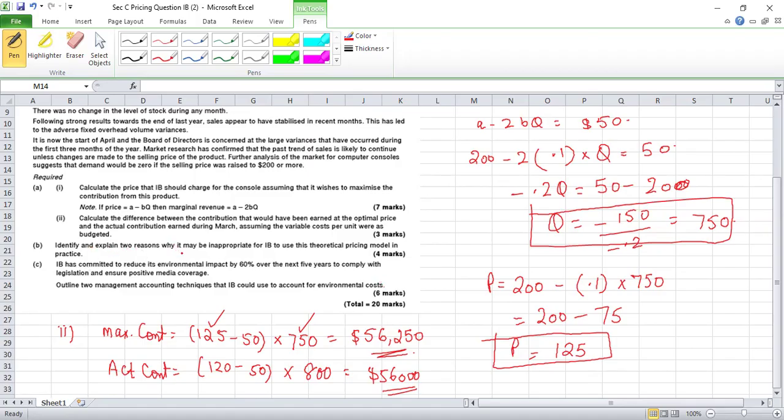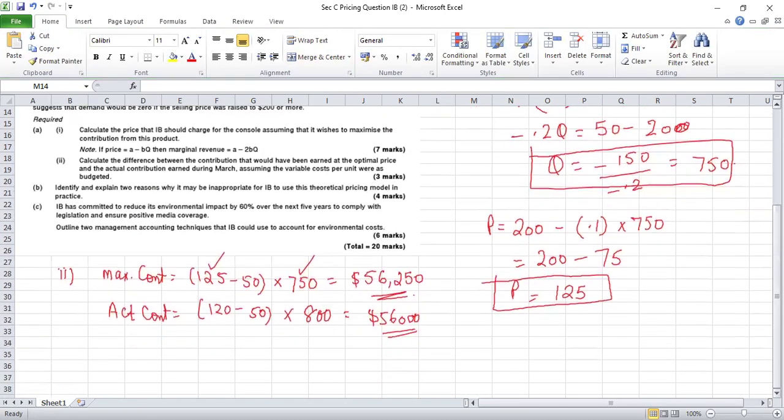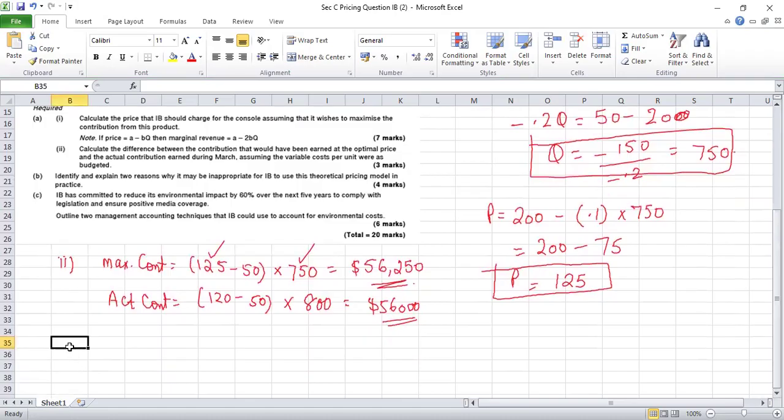Identify and explain why it may be inappropriate for IB to use a theoretical pricing model in practice. Theoretical pricing model means what? It is the model which we are using, P is equal to A minus BQ. It has its own limitations. What limitations does it have? Basically, it assumes that everything will remain constant and everything will perform as per the expectations. This is the first limitation.